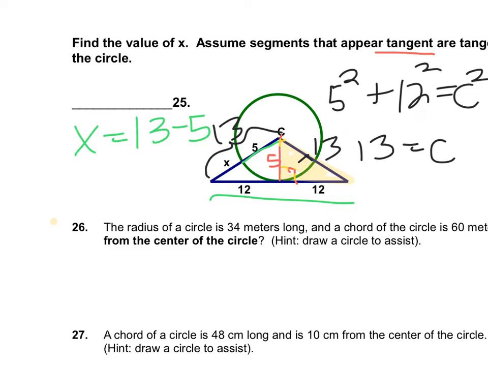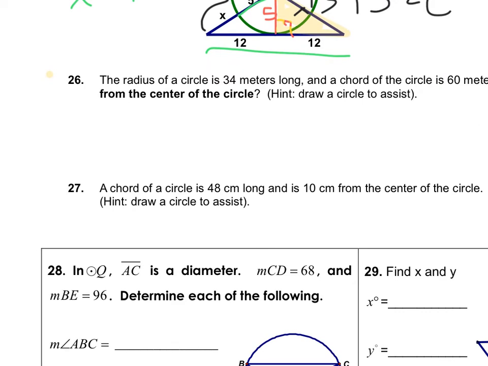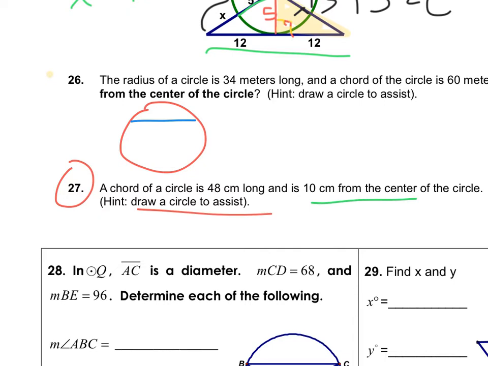So you're definitely going to see a problem like that. The next one I said you were probably going to see was 27. You have to draw a circle. When you're drawing your circle, it doesn't have to be accurate, but you need to have a chord in your circle. In this problem, they tell you that the distance to the center is 10. So when I draw that little segment right there, we're going to put a 10 there.